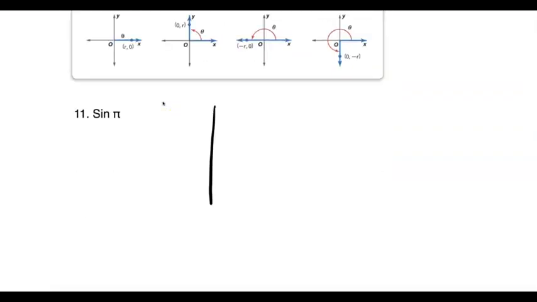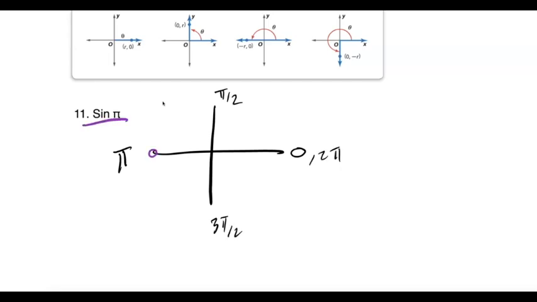Let's see sine of pi. Here we go. 0, pi. I'll put pi over 2, 3 pi over 2, 2 pi. It is pi, so we're going to stop right there. That's our graph, is pi right there. Like it went from here to here, like that angle.